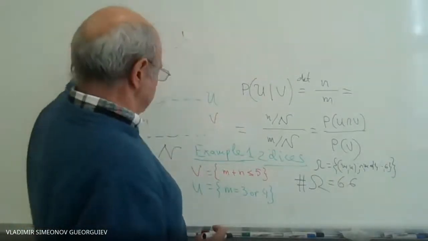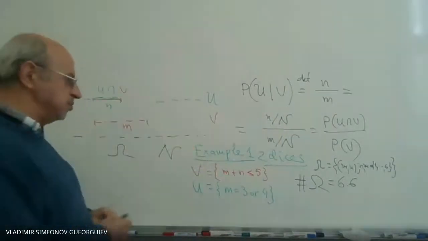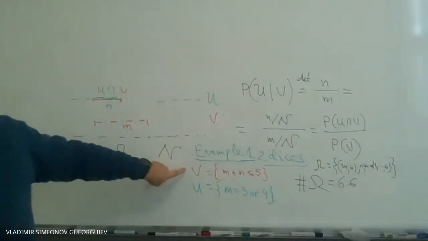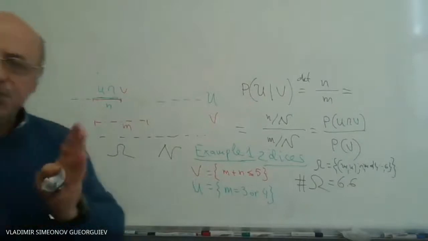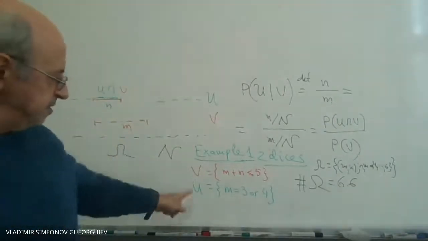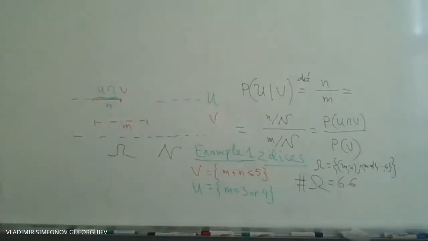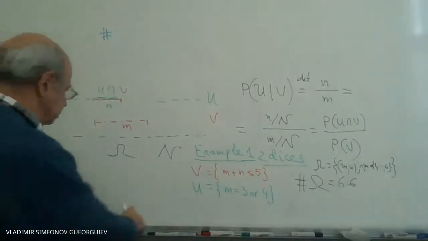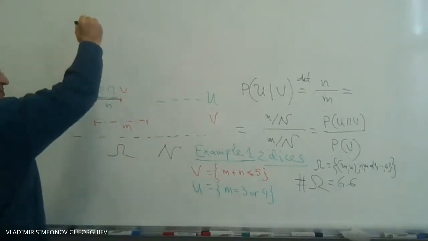Here I shall continue example 1, but I shall keep the main picture of conditional probability. The example requires the probability of U under the condition that V happens. If you know that the sum is not bigger than 5, what is the probability of the event U? So let us compute the cardinality of, let us use from now on only the black one, cardinality of U.